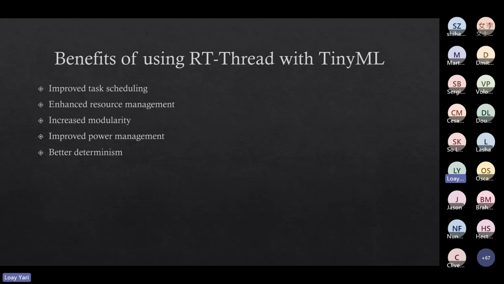We also have better determinism. As a real-time operating system, RT-Thread can provide guarantees about the timing of task execution, which is known as determinism. This is critical for many TinyML applications, where timely response to sensor data is often necessary. Better determinism ensures predictable and reliable system behavior.